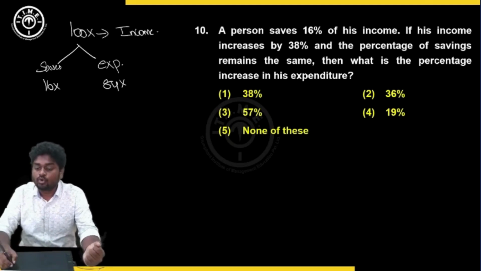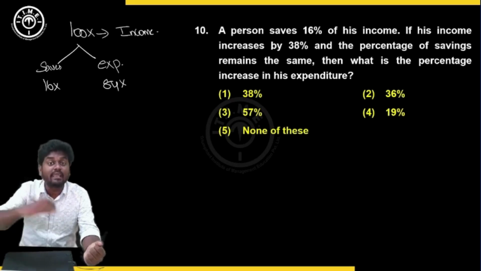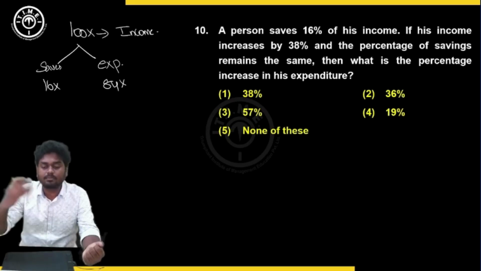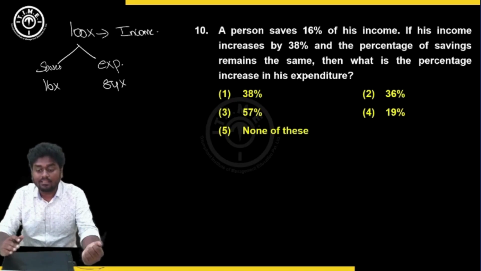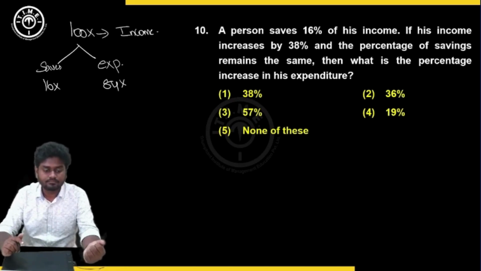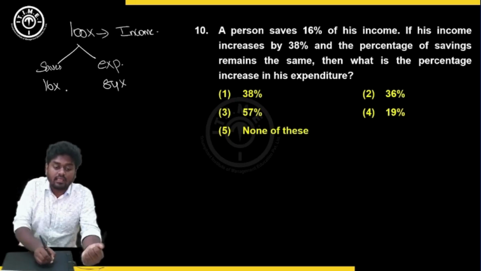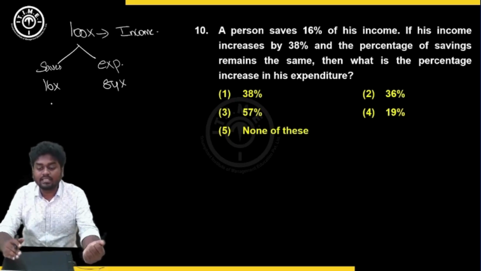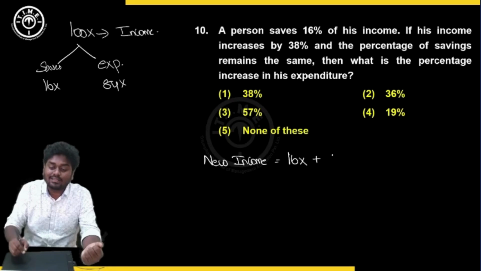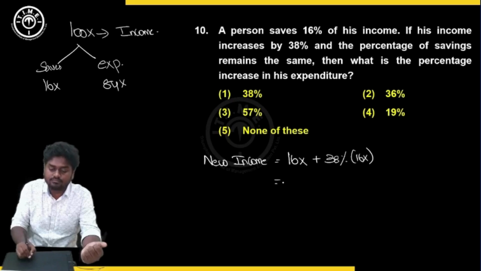Correct? So if his income increases by 38%, correct? Guys, how much does his income increase? It increases by 38%. And the percentage of savings remains the same. Okay, listen carefully. If this income increases by 38%, what is the new income now? Let's see how much the new income has increased. That is, along with the already existing 16x, a 38% of 16x increase is added. Correct? Yes or no?